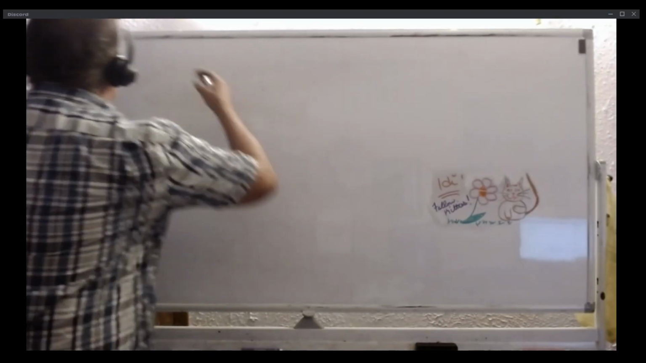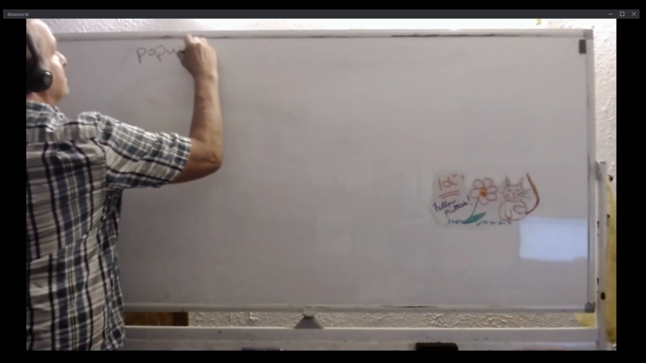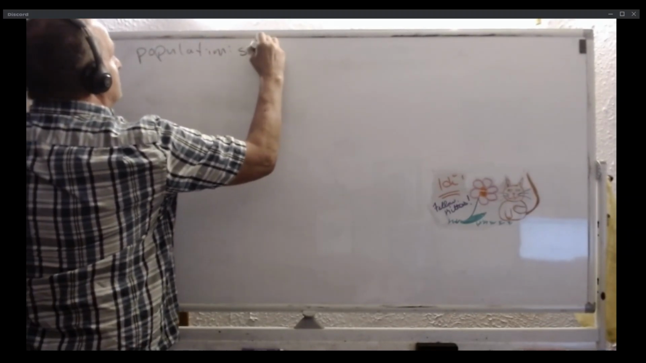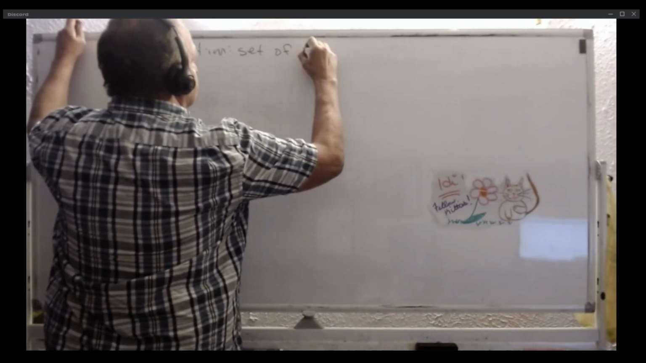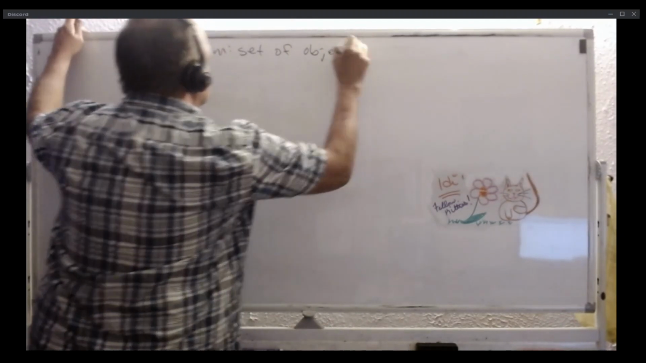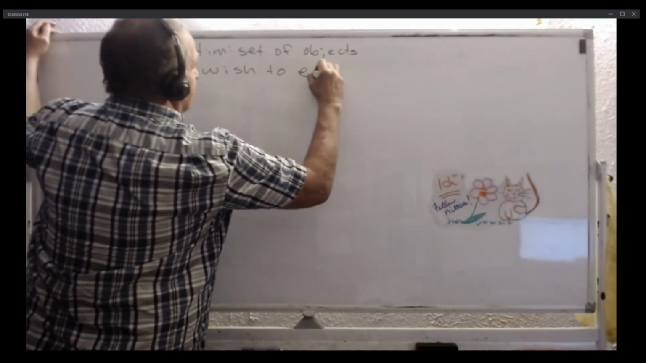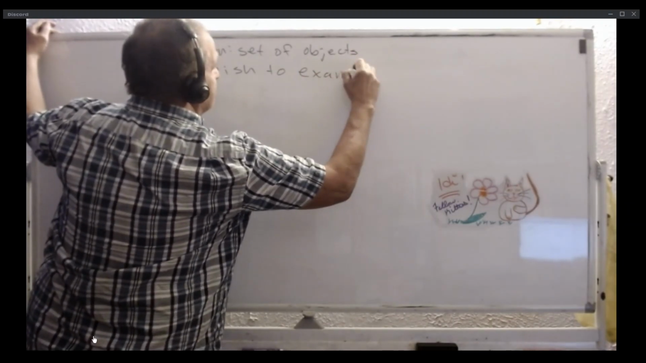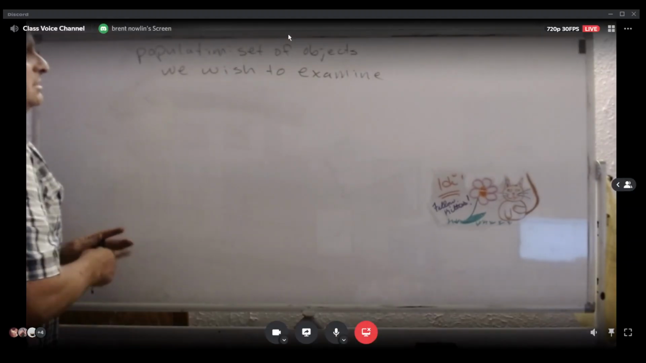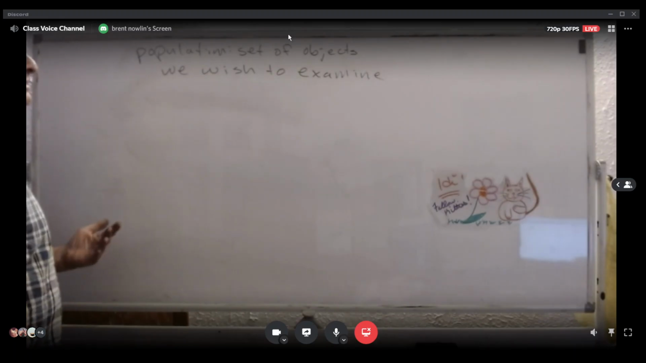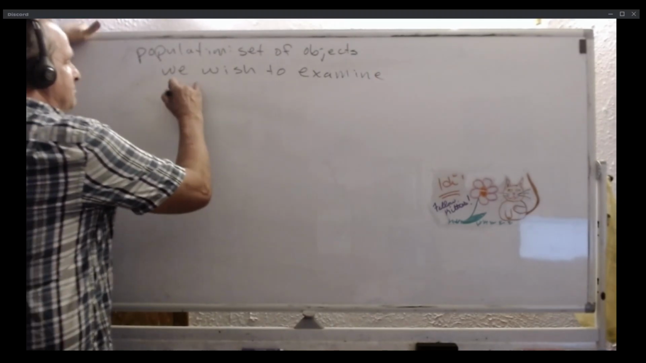So as a review, I guarantee this is not a definition from the textbook. They probably go into it in far more depth. But in a Reader's Digest condensed version, it's a set of objects we want to examine. It has to be defined.